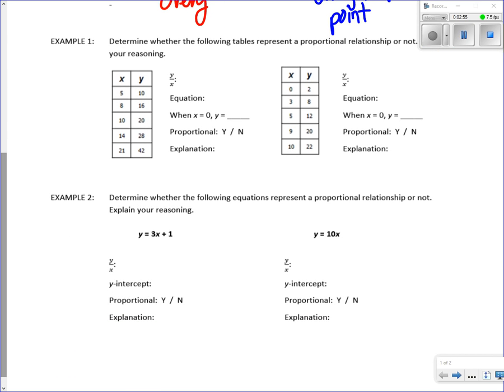Okay, so let's look at our first example. We have a table that we are to determine if it represents a proportional relationship or not, and explain. So it's asking us for y over x, which is our slope, change of y over change of x. So I'm going to start by identifying 2 points. Remember, you can choose any 2 points. From 5 to 8, my change is a 3. From 10 to 16, my change is a 6. So when I set up 6 over 3, that gives me a slope of 2. So my equation would be y equals 2 times x.